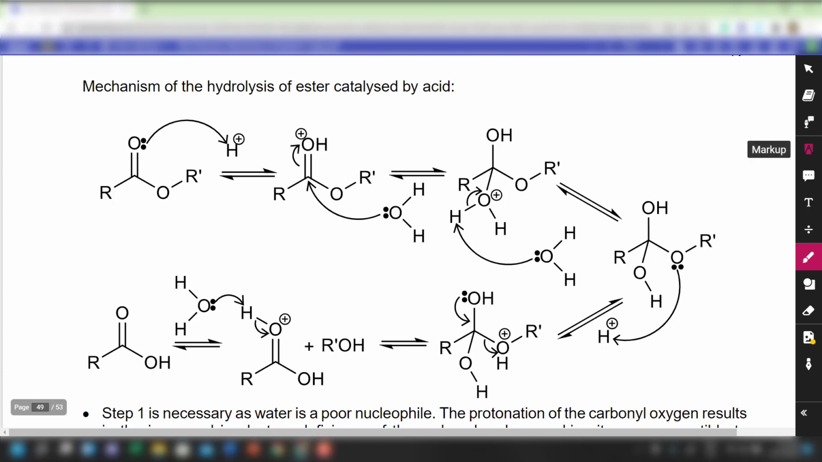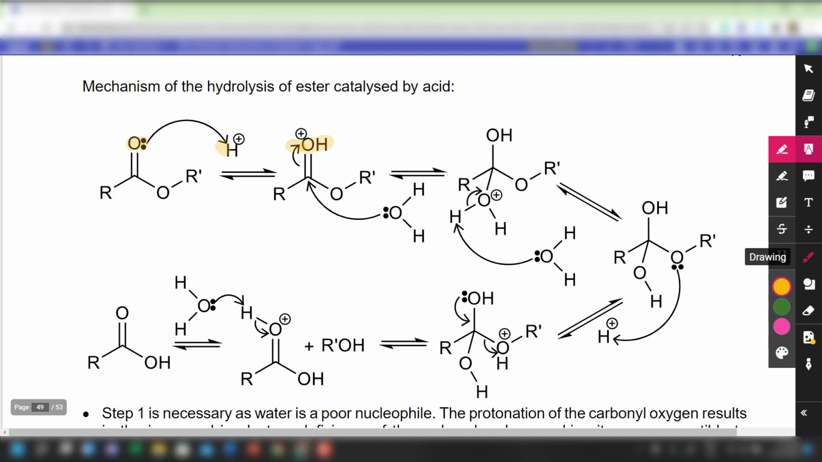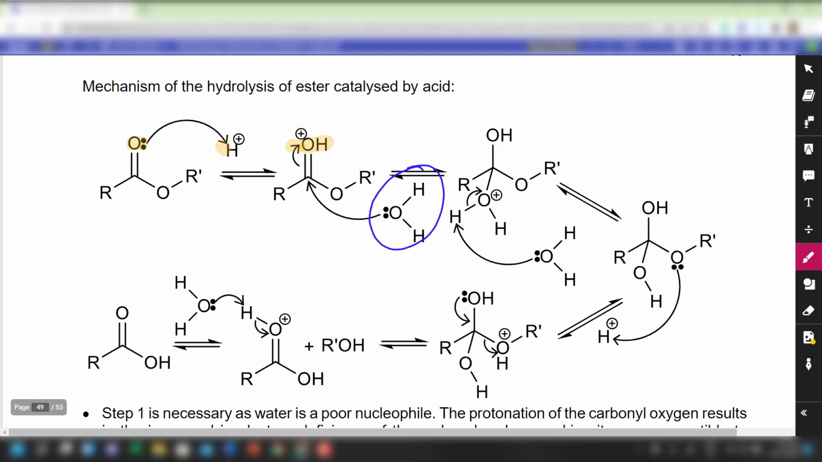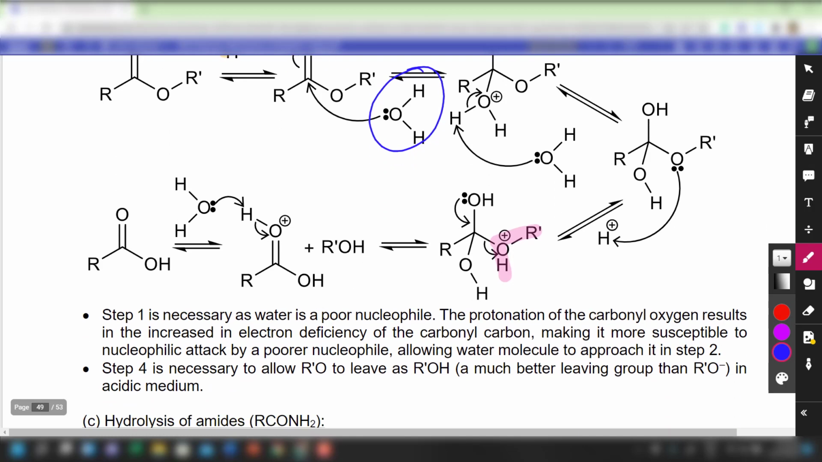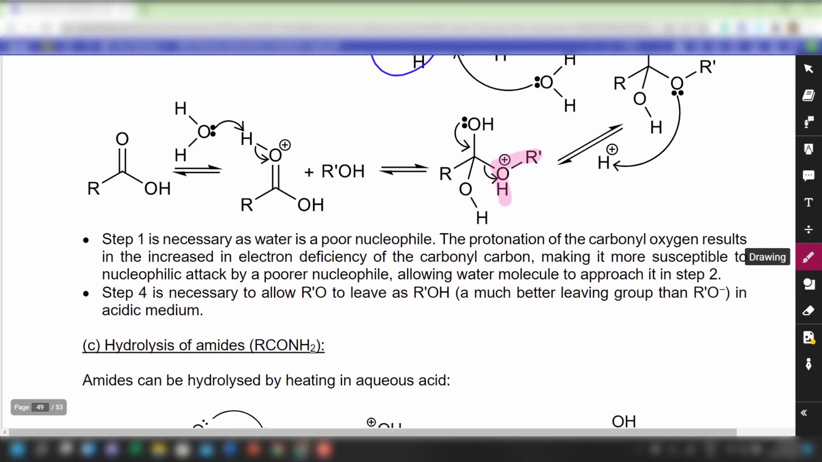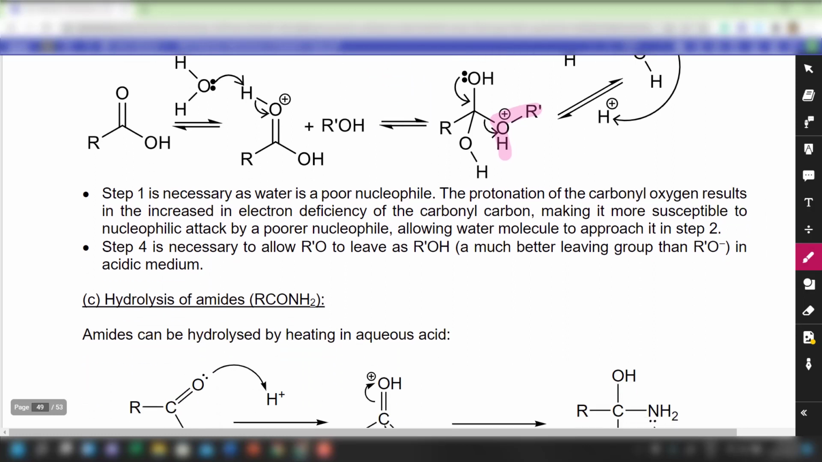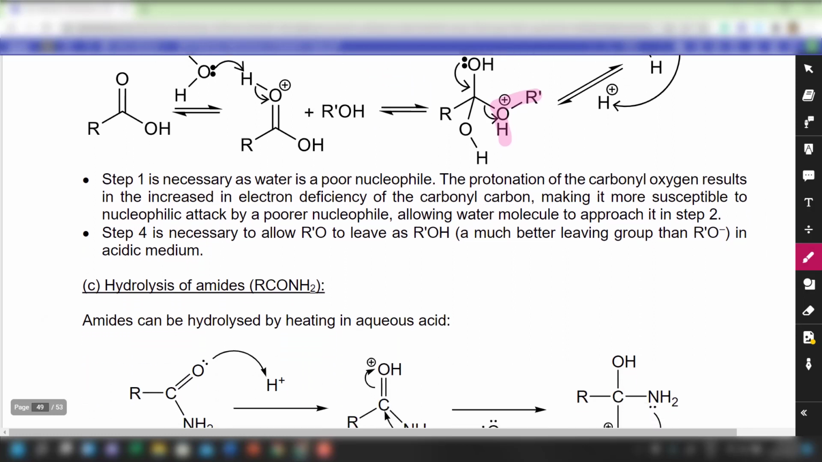Okay, so it begins with the protonation of the carbonyl oxygen. Okay, and the protonation of carbonyl oxygen allows a poor nucleophile such as water to attack it, and then a series of proton transfers allows me to create a good leaving group, which is R prime OH, and then now the group will leave, and then later on I'm going to deprotonate the carbonyl oxygen. Okay, so the explanation is given here. I don't think I want to go a lot more into details.